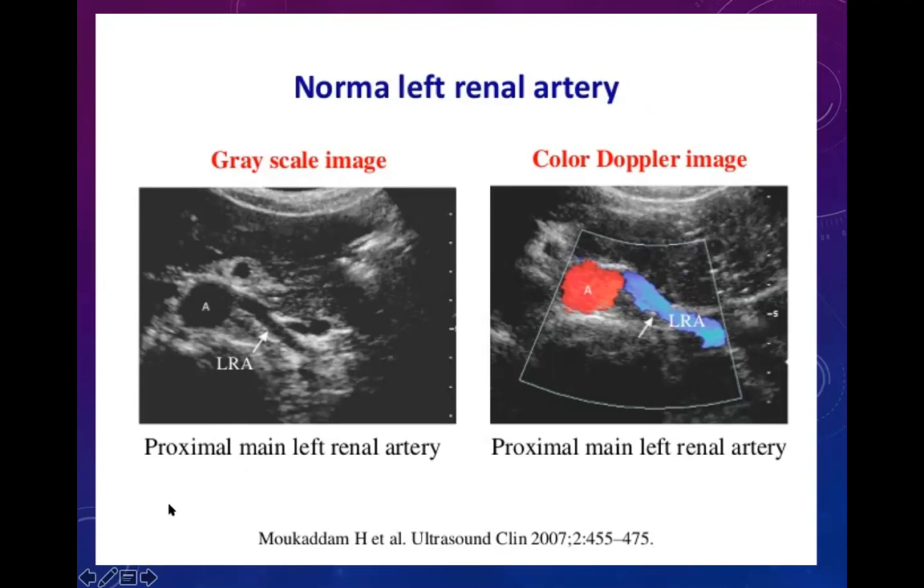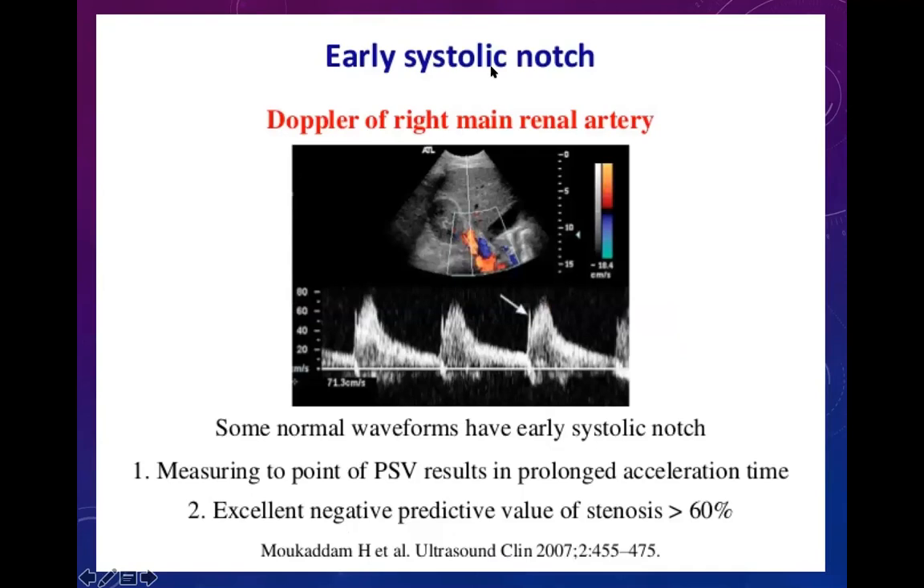This is normal. So early systolic notch is there, like you saw dicrotic notch in the carotids. In this, there is an early systolic notch, this one that you see here. This is the Doppler of the right main. So this is a characteristic of the renal arteries that normal waveforms have early systolic notch, and measuring to a point of PSV results in prolonged acceleration time. Excellent negative predictive value of stenosis more than 60% is there if you have this early systolic notch.